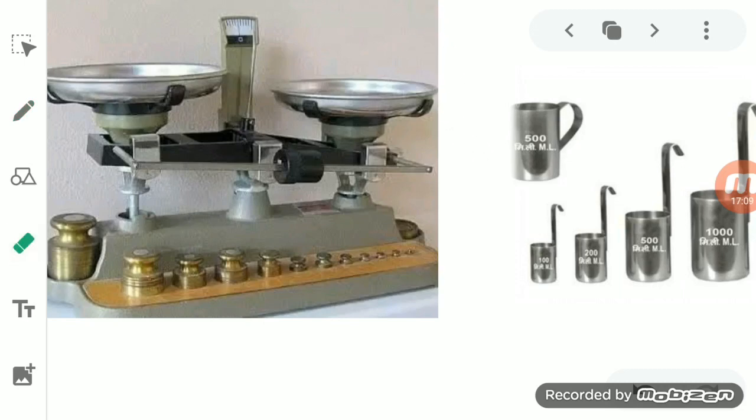For example, if we go to a shop and buy a few things, groceries and all, then the shopkeeper starts measuring the mass of different items, like rice or sugar or salt, before selling them. So he measures the mass of the different items and sells them.